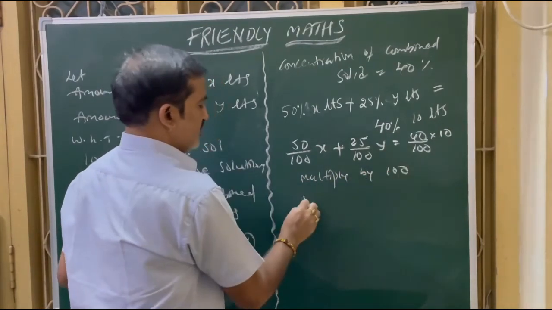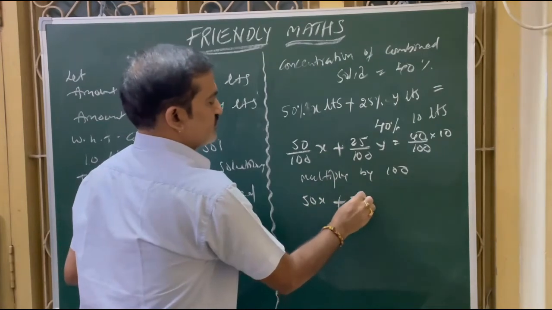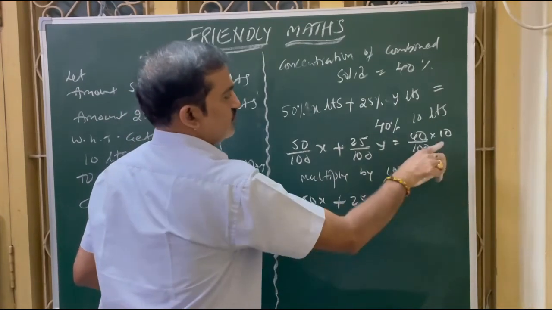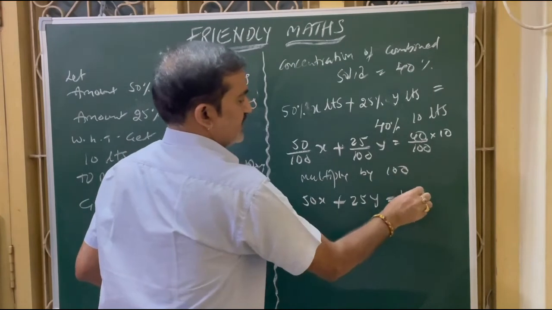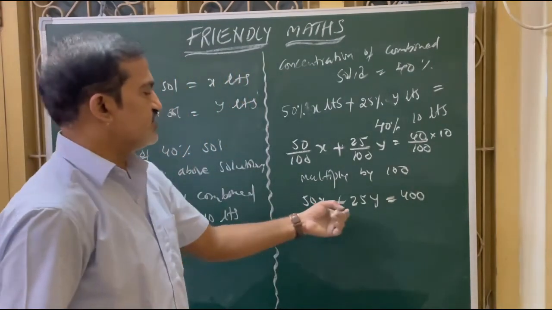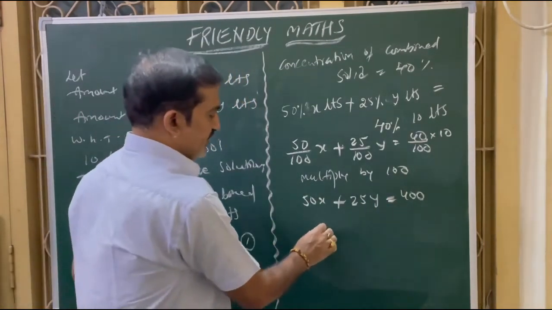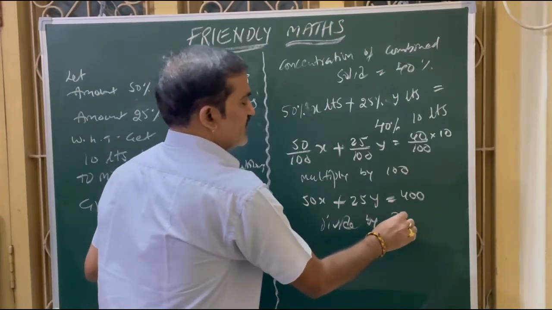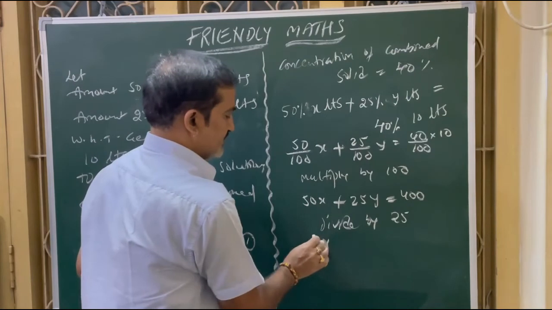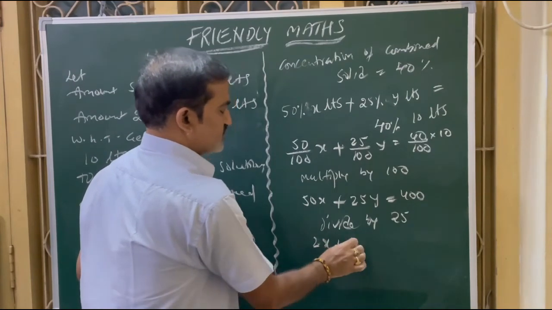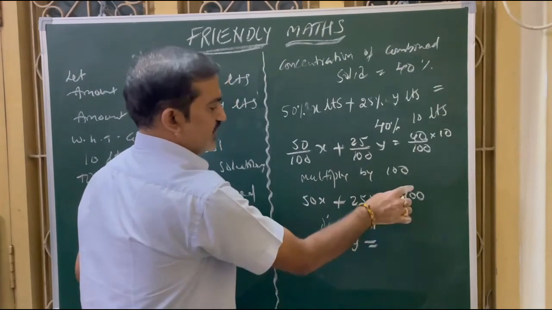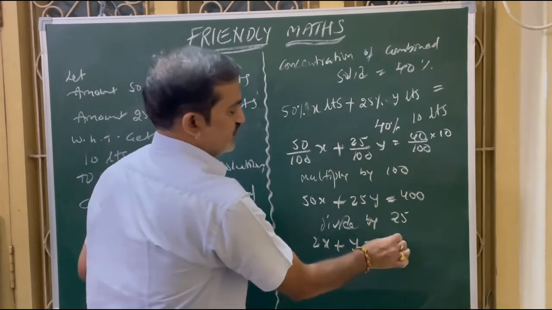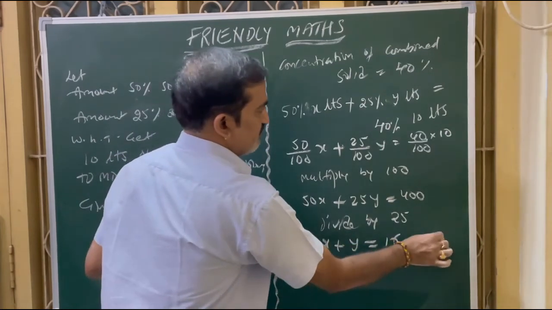Then what are you getting? 50x plus 25y is equal to 400. Then again, there is a 25 table common. Divide by 25. Then what are you getting? 2x plus y is equal to 16. This is equation number 2.